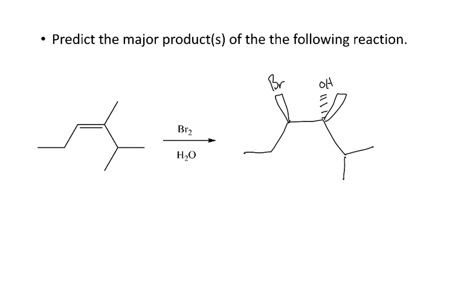So we'll also get the product where the OH is on the wedge. That pushes the methyl to the dash. And so then the bromine will be on the dash.